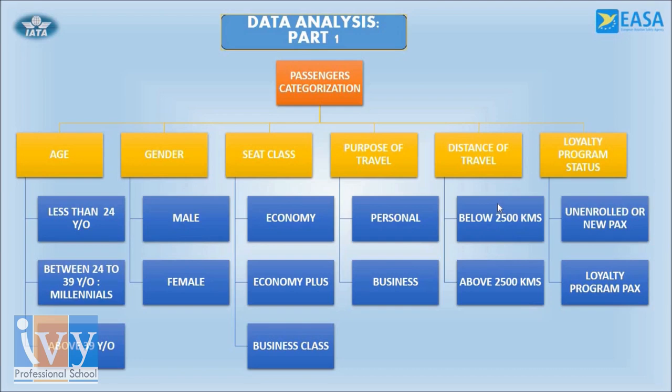The distance of travel I divided into two categories: below 2500 kilometers and above 2500 kilometers, because the data set wasn't divided into domestic and international passengers. For ease of understanding how many of the passengers are traveling up to 2500 kilometers, that would come under domestic flying, if not entirely. So to get that part of the analysis correctly, this categorization was done.